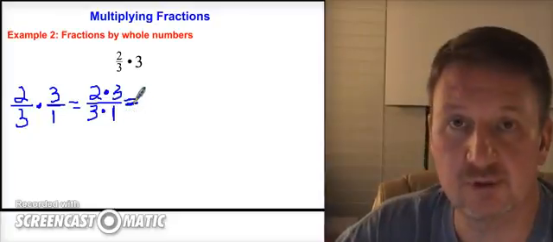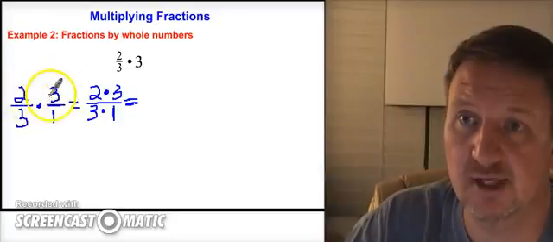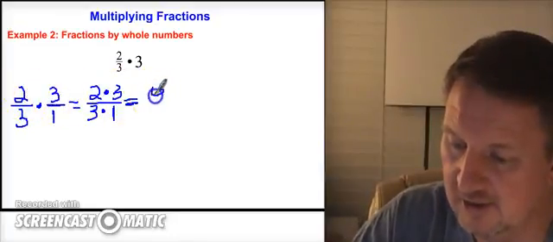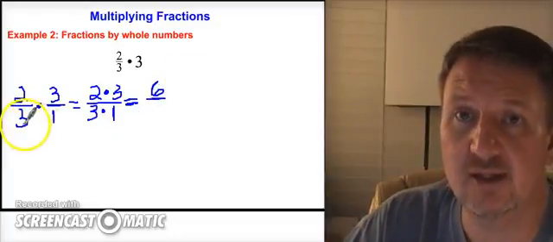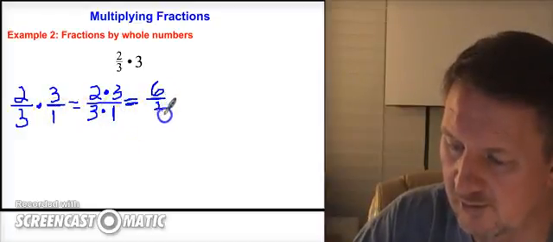All right, so once again, you multiply numerator times your numerator. 2 times 3, that's where we got this 2 and this 3 from. And that's going to give us 6. Make that 6 a little better. And then I'm multiplying my denominators together. 3 times 1 is 3.